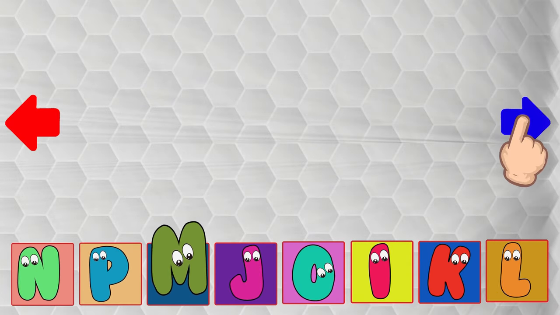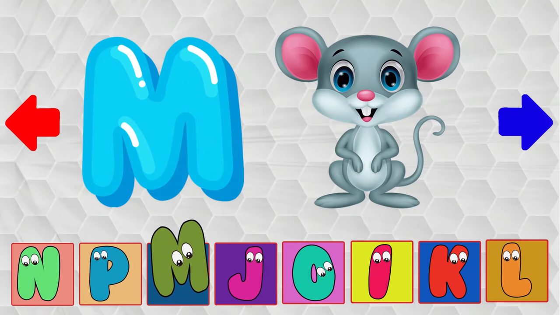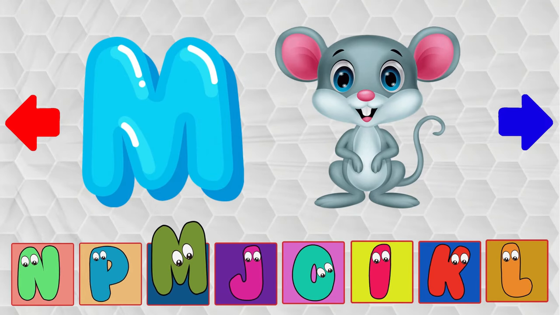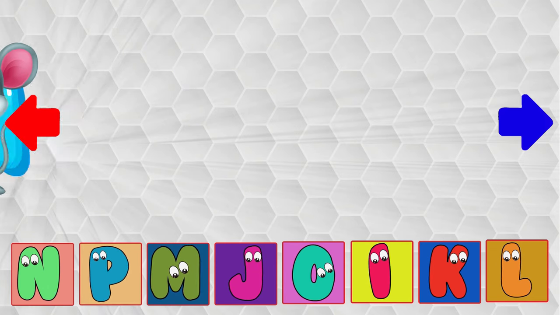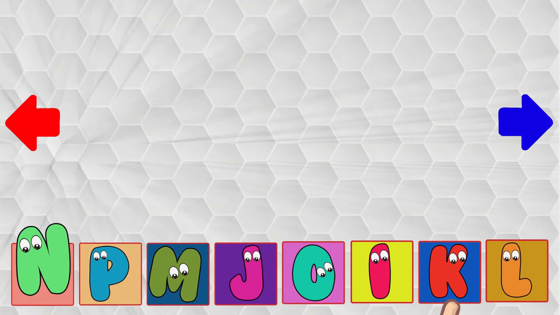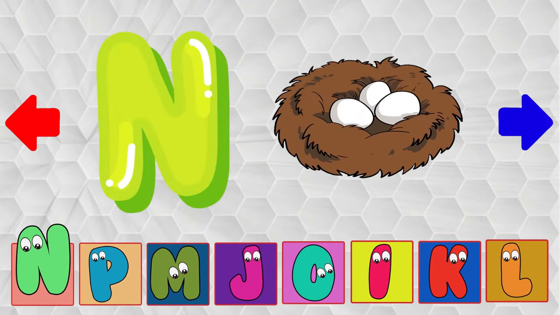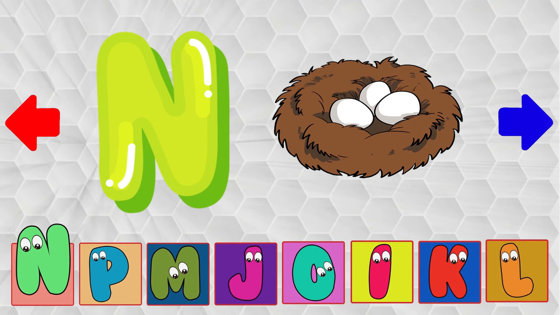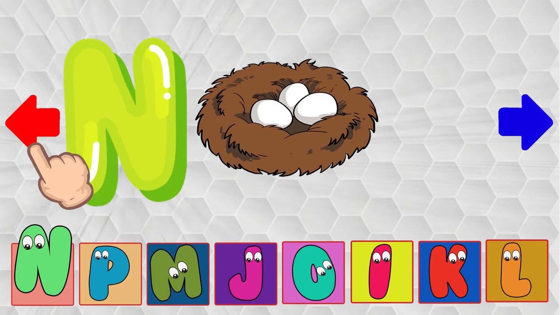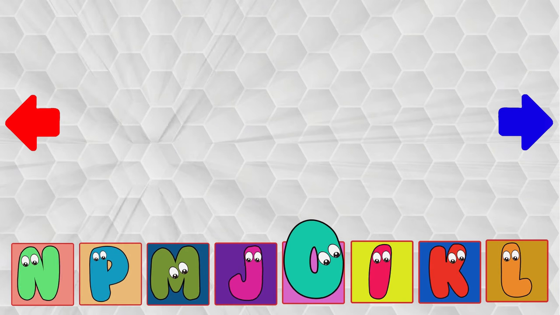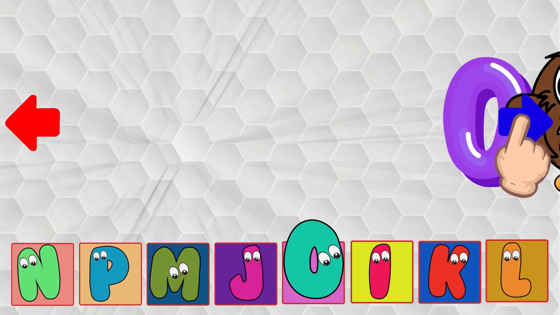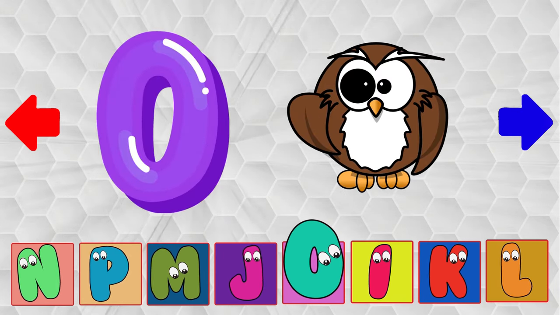M. M for mouse. N. N for nest. O. O for owl.